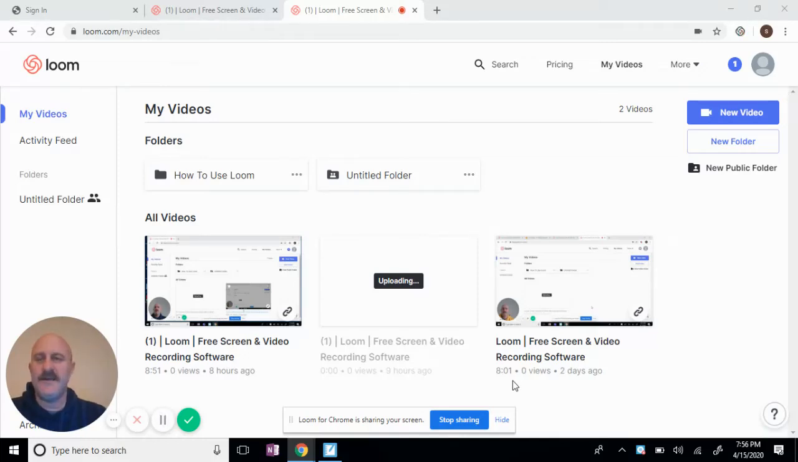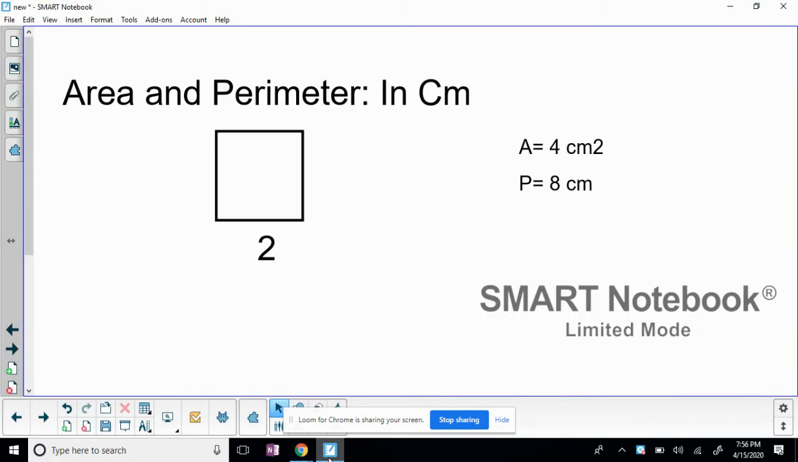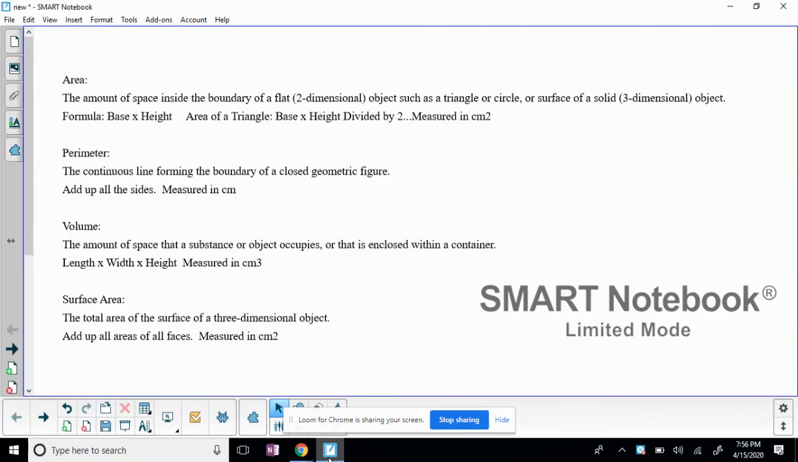Hi, grade 6. I'm going to continue on with the math lesson we started the other day about perimeter and area. So, just to review, these four concepts are the basis for the unit. If you can have a good understanding of these four concepts, you're going to do great. Area, perimeter, volume, and surface area.